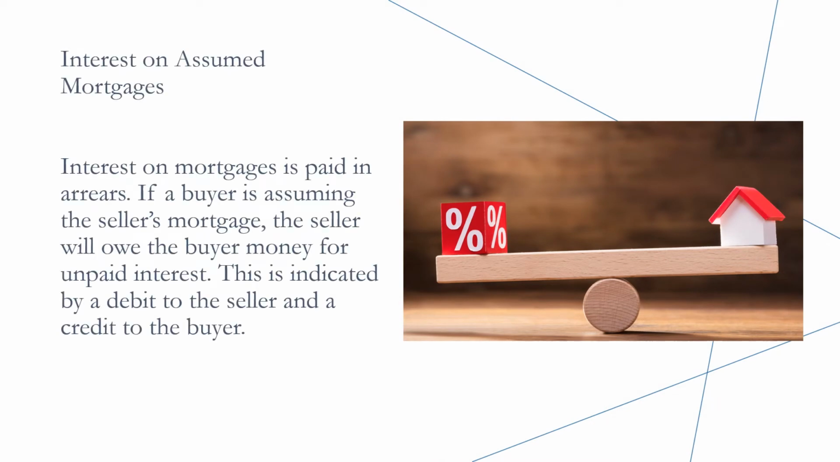Interest on assumed mortgages. Interest on mortgages is paid in arrears, or behind. If a buyer is assuming the seller's mortgage, the seller will owe the buyer money for unpaid interest. This is indicated by a debit to the seller and a credit to the buyer.